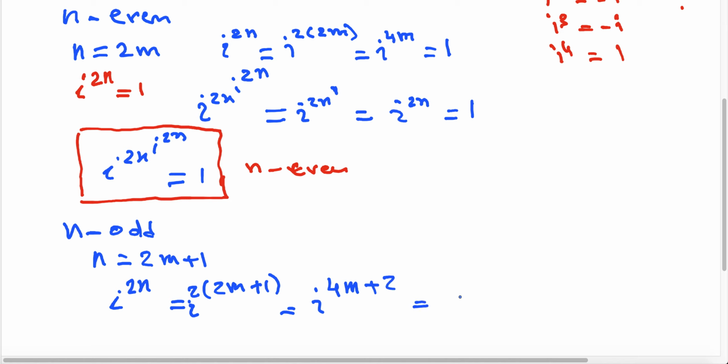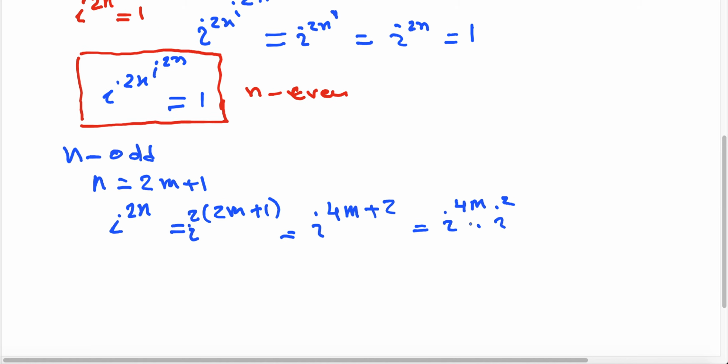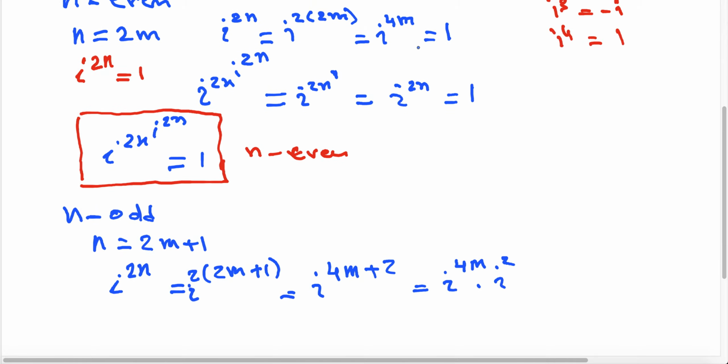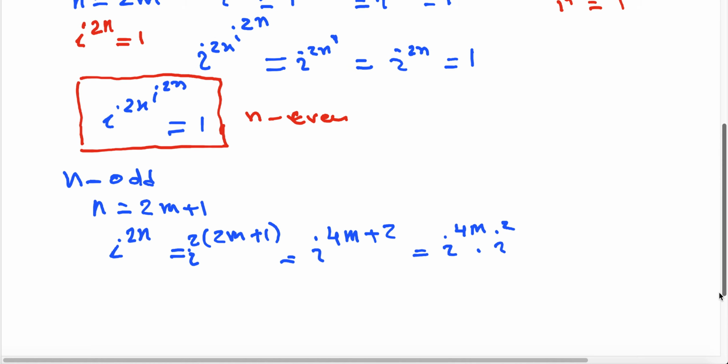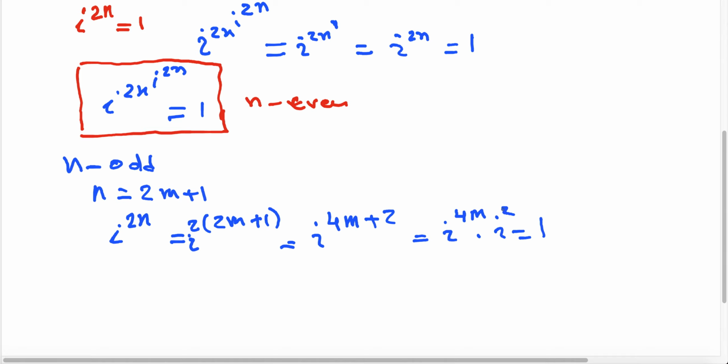If we decompose this pure imaginary number, it takes the following form: i^(4m) times i squared. But i^(4m), we already showed, is equal to 1. And i squared is minus 1. And 1 times minus 1 is equal to minus 1. So i^(2n) is equal to minus 1. So that's what we have here.